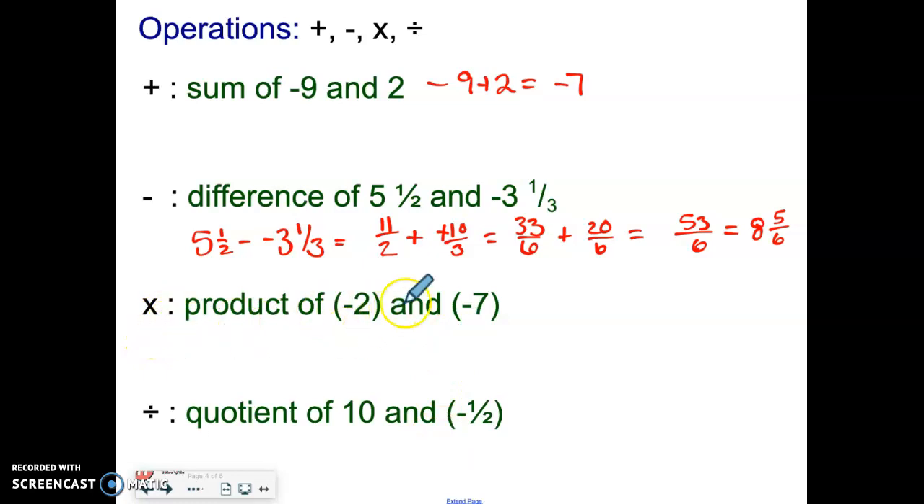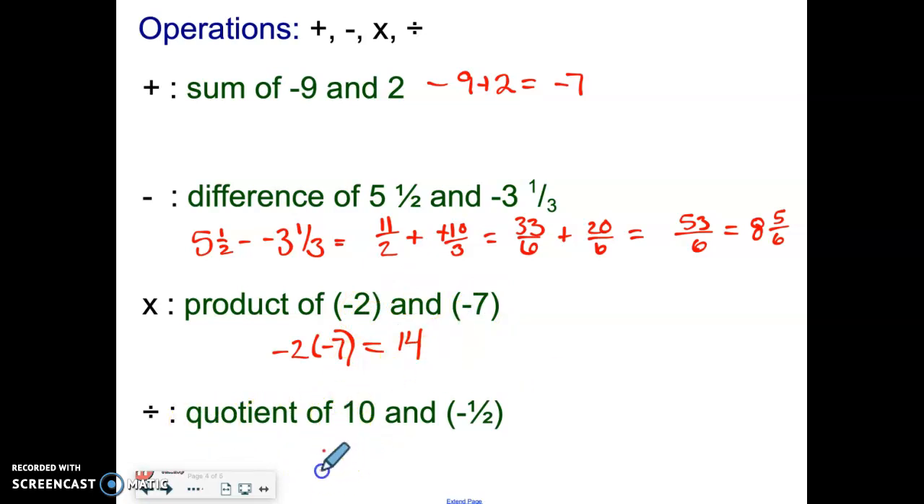Okay, last one, product of negative 2 and 7. Multiplying negative 2 times negative 7. Negative times a negative gives me a positive, for a positive 14. So just go ahead and review your negative rules when you're adding, subtracting, multiplying, and dividing.